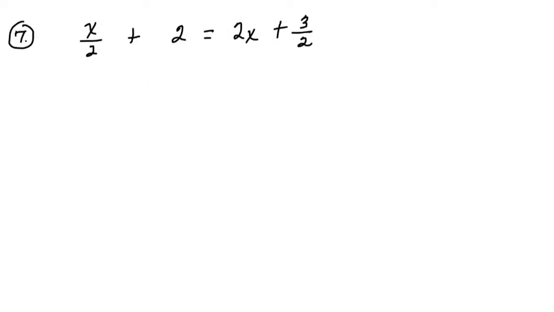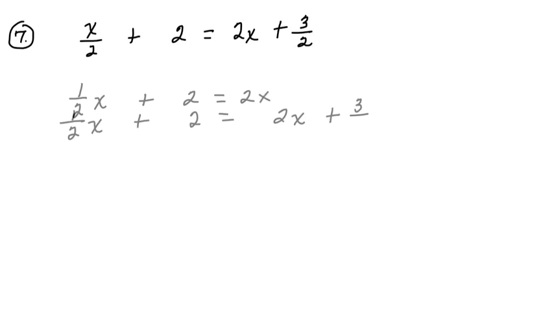Okay, one thing that's a little bit different about problem 7 here is this first term. I can rewrite this if I want to where it is 1/2 x. If you don't want to rewrite it, there's no reason that you would have to. And you can see that my common denominator is 2. So everything is going to be multiplied by 2.